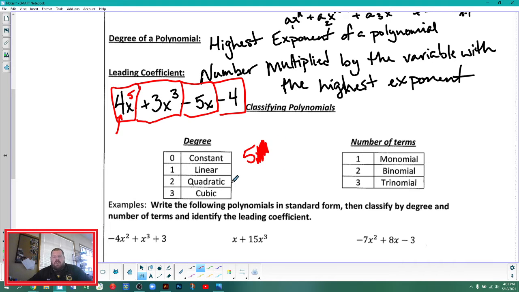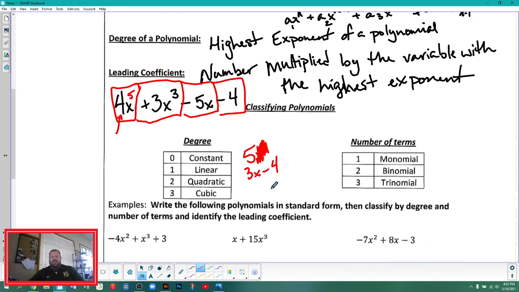There's no x involved. Linear is when the degree is 1. That's like 3x, and there could even be a minus 4 or something like that, but x to the first power. It's a linear relationship. Quadratic is when we have a degree of 2, and cubic is when we have a degree of 3. I'm not going to put examples of all those out there, but they do exist, and we're going to see some here in a second.